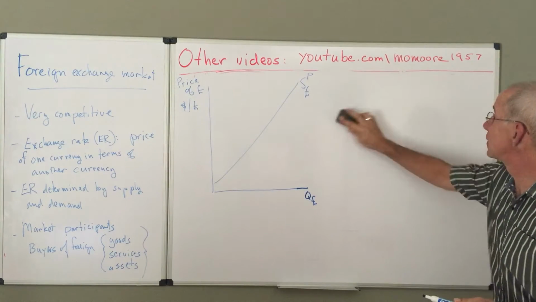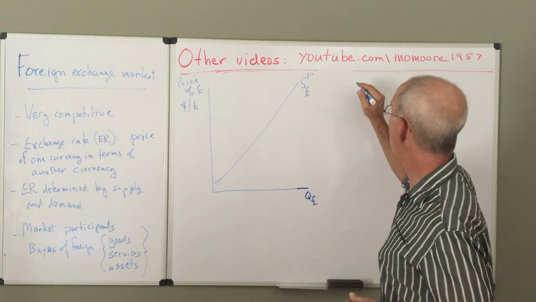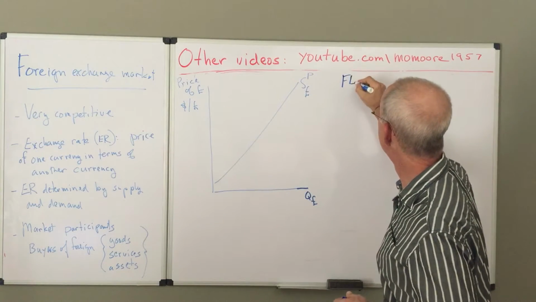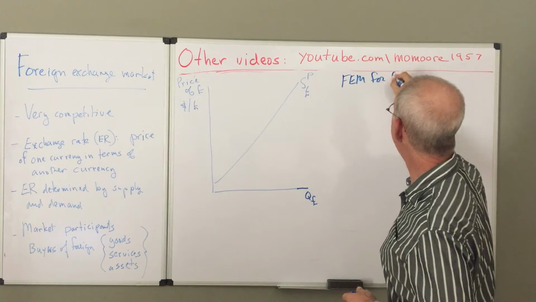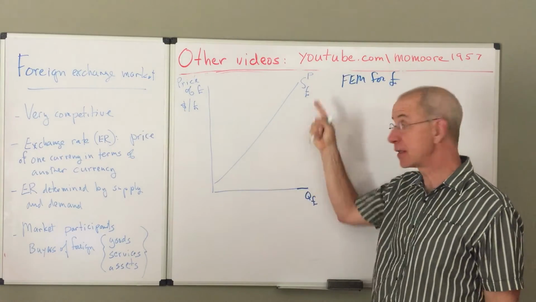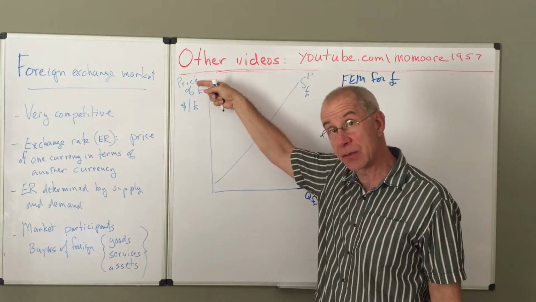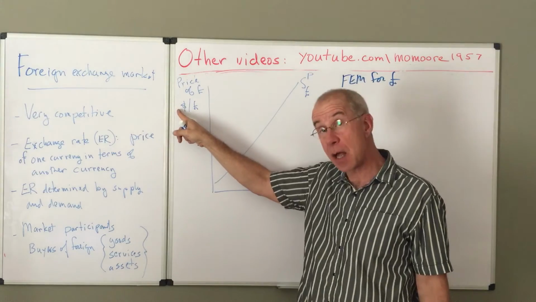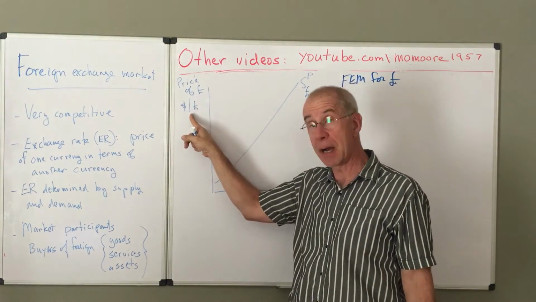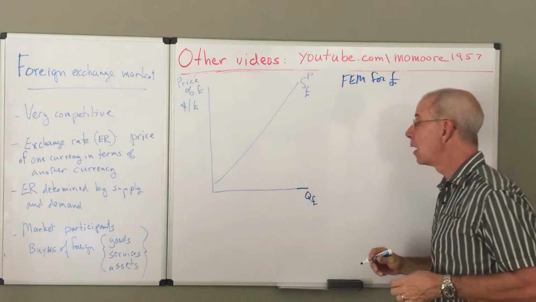So we have this foreign exchange market for pounds depicted here, where we've got the supply of pounds on this axis, the quantity of pounds on this axis, the price of pounds on this axis, which is how many dollars it takes to buy a pound. So it's dollars per pound. So that's the price of pounds.